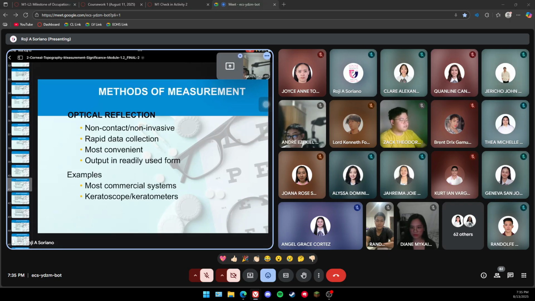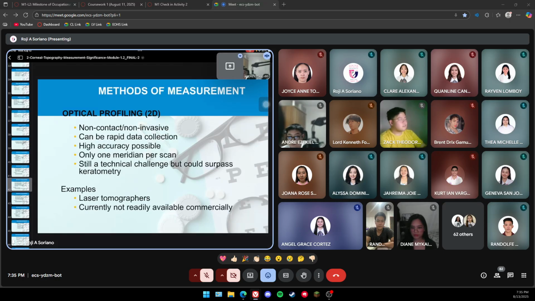Okay. Next, methods of measurement by optical profiling or your 2D. If there's 3D, there's 1D and there's 2D. And what do we understand about the difference of 1, 2, and 3D?